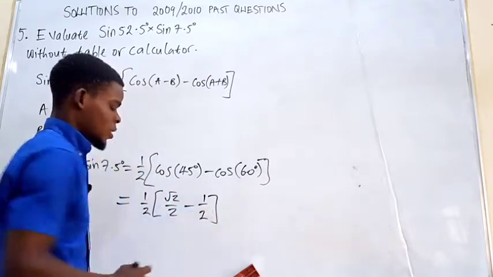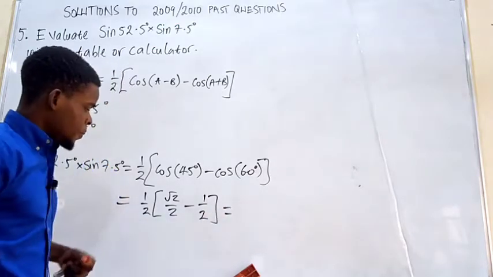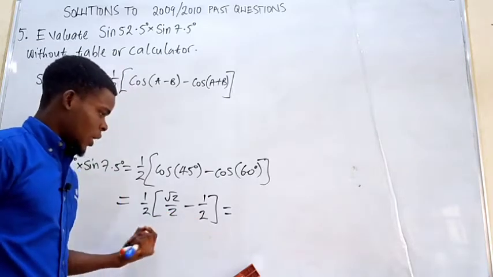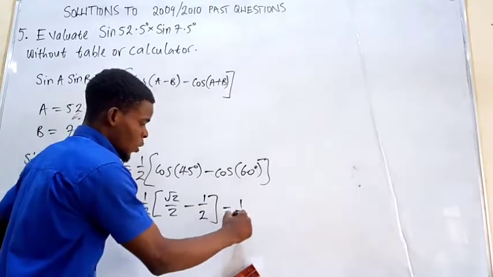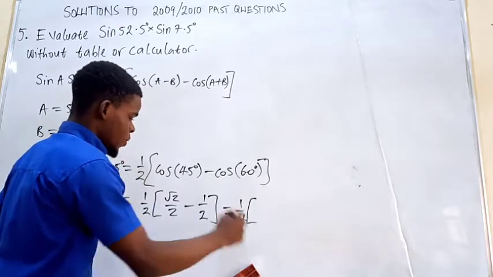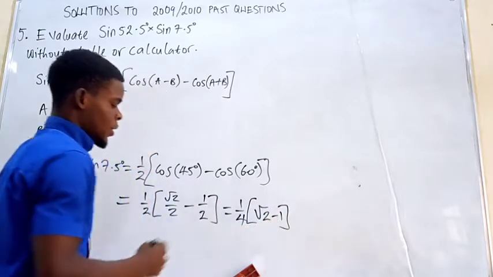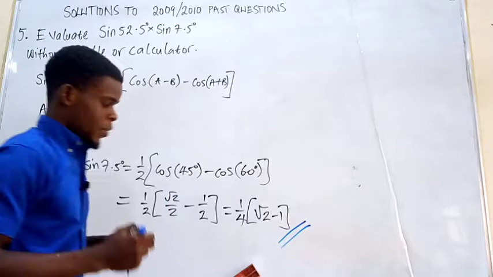So cosine of 60 degrees is 1 over 2. From here we see that 1 over 2 is common in the bracket, so we can take it out. We're going to have 1 over 2 times this 1 over 2, that will become 1 over 4, and inside the bracket we just have root 2 minus 1. And this is a nice place to stop. So this is the result.